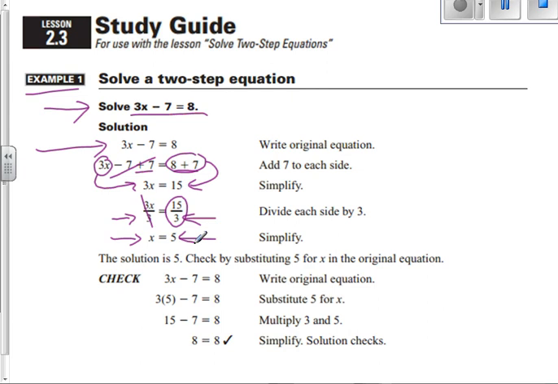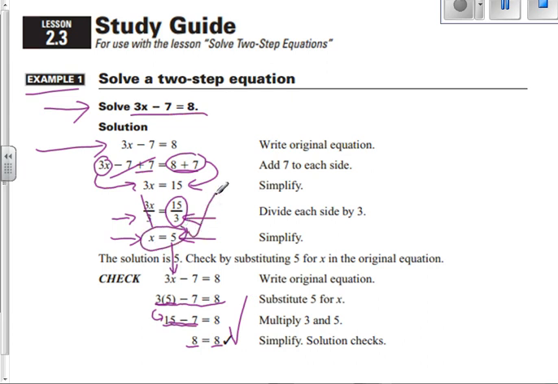So now let's take that 5. We're going to do our check, plug it in for x, or substitute it in for x. So we have 3 times 5 minus 7 is equal to 8. And 3 times 5 gives me 15. So now you have 15 minus 7 is equal to 8. 15 minus 7 is 8. 8 is equal to 8. My solution checks out, so therefore I know that my value of x, which is 5, is correct.